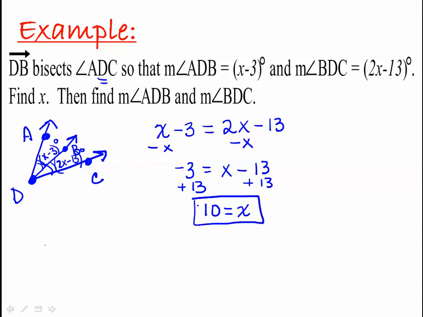Now I'm asked to find the measure of each of the smaller angles. So to find the measure of angle ADB, I substitute x to be 10. So x minus 3, or 10 minus 3, is 7 degrees. So the measure of angle ADB is 7 degrees.